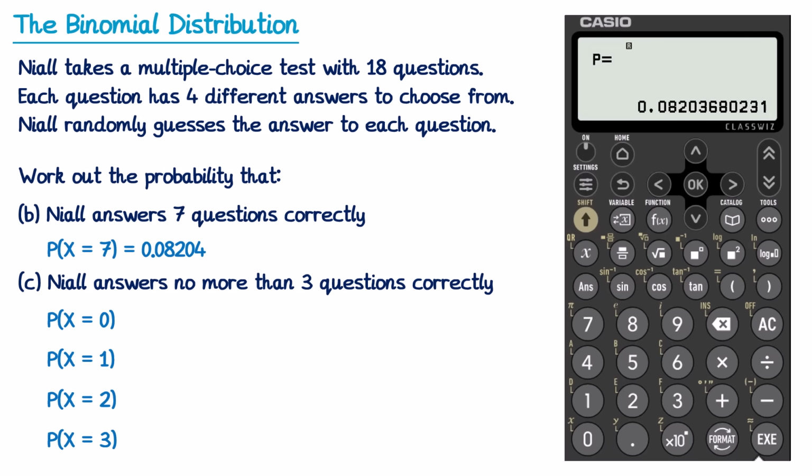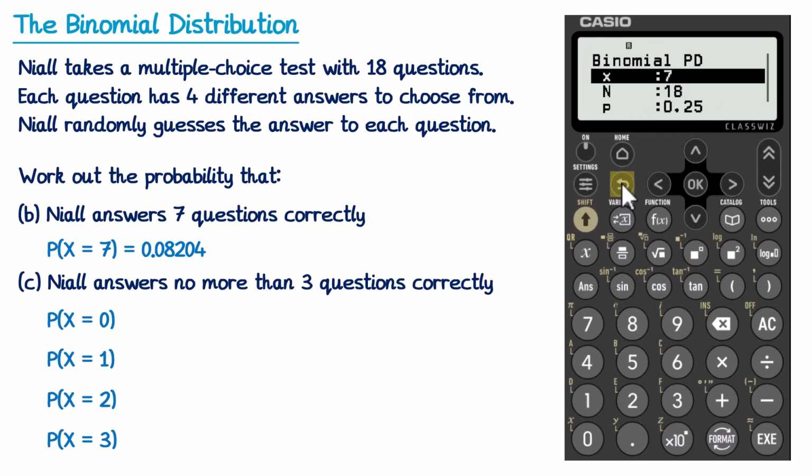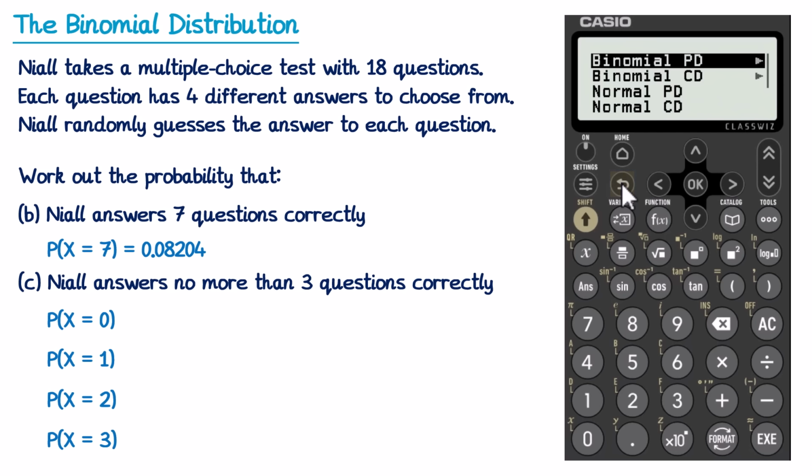Now fortunately, there is a way on your calculator of working out multiple probabilities at once. Let's have a look at how we do this. If we go back to when we selected binomial PD, we were given an option for list. So if we select list, we're given this table. In this table, we have 2 columns, x and p. We can enter any x values in here, and it will place the probabilities in this column here. So let's enter our x values that we want, which are 0, we also want 1, 2, and 3.